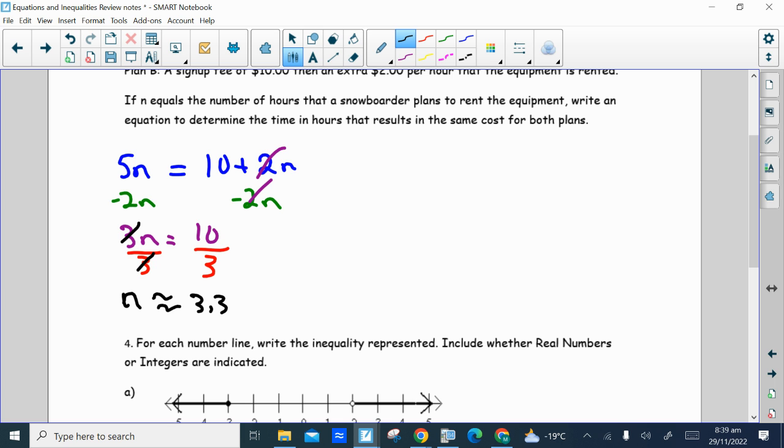After 3 1/3 hours, or 3 hours and 20 minutes, because 1/3 of an hour is like 60 minutes divided by 3. That's where the 20 minutes comes from. So if they charge by parts of an hour, that's our exact answer. Okay.